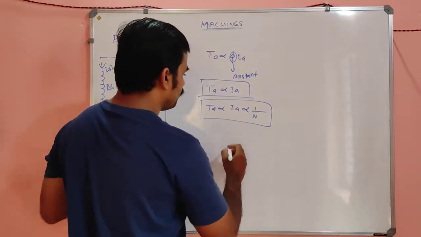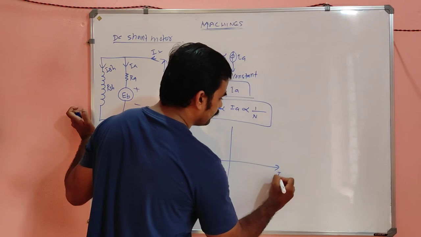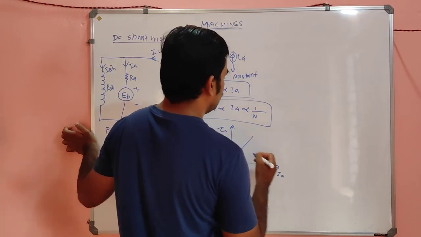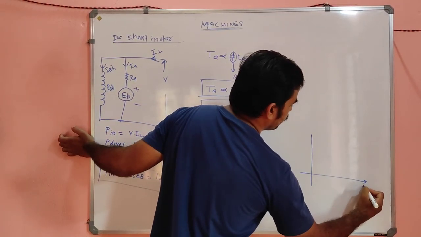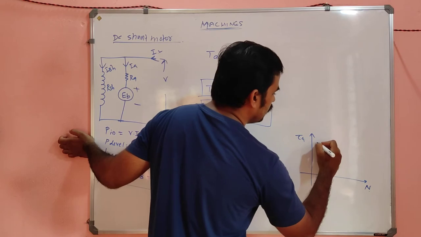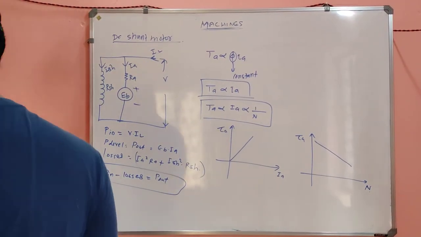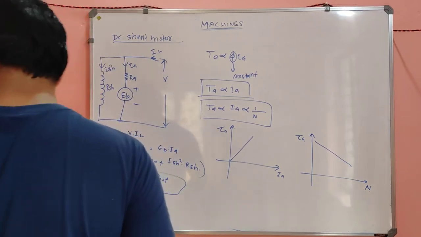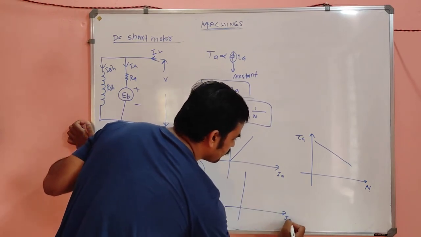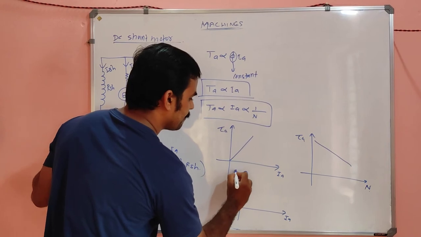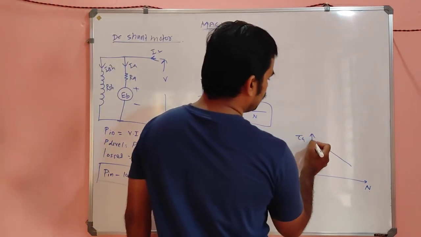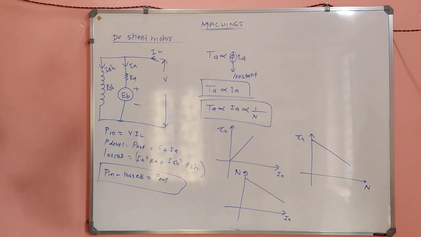What will be the corresponding graphs? Torque versus IA graph: it's simply a straight line. Speed versus torque graph: it will be an inversely proportional graph. And speed versus IA graph also is inversely proportional.